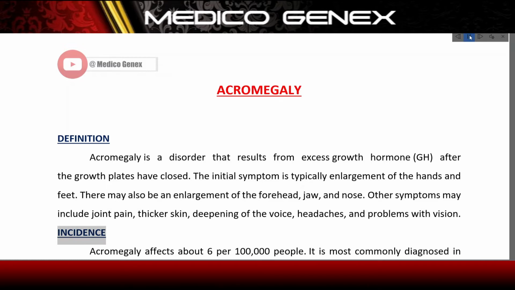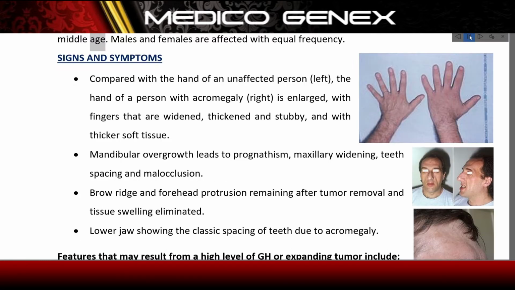Incidence. Acromegaly affects about 6 per 1 lakh people. It is most commonly diagnosed in middle age. Males and females are affected with equal frequency.